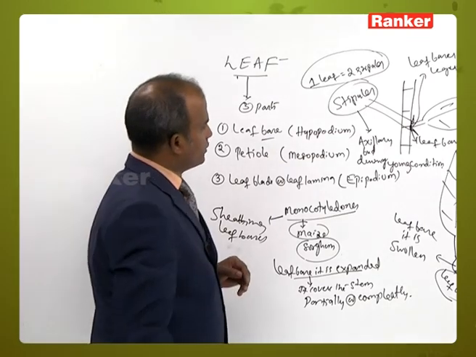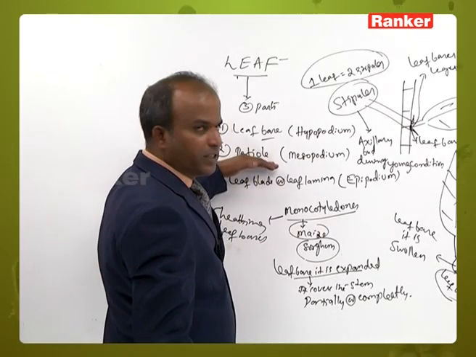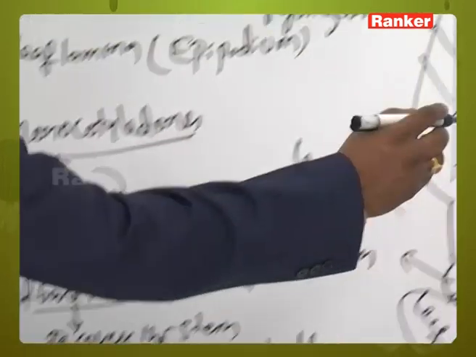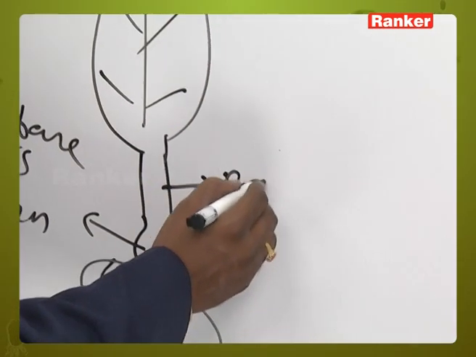And now the next part of the leaf, that is the petiole. What is it called?